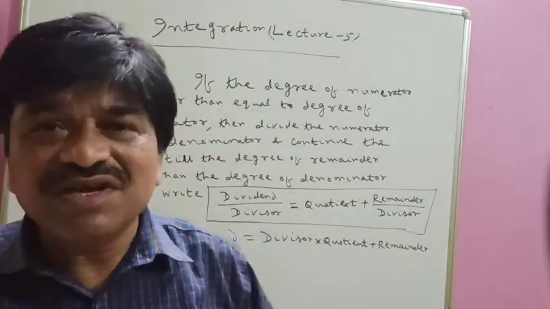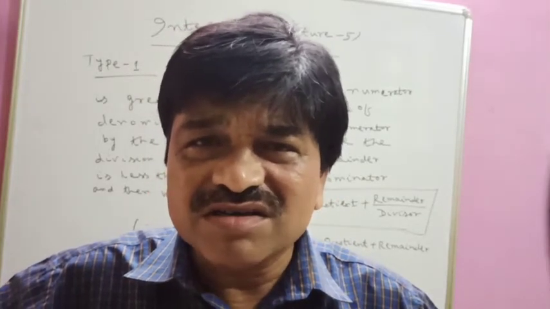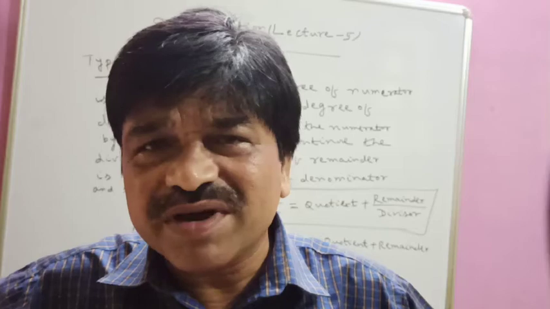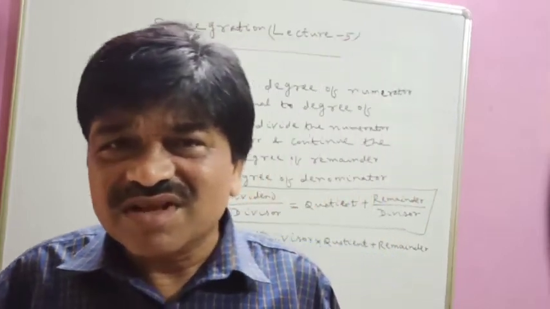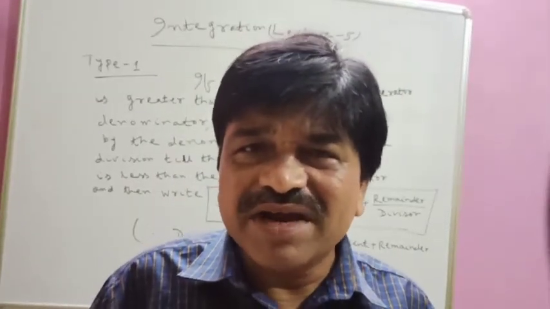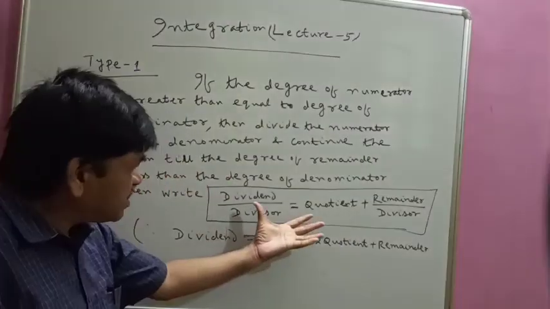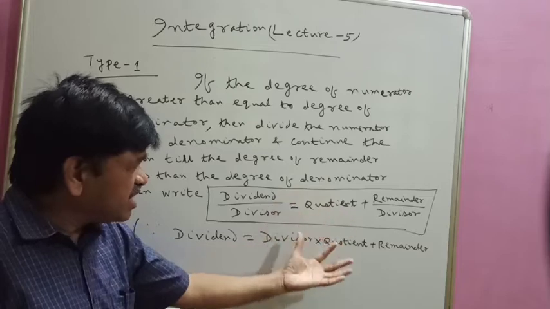Type 1: if the degree of the numerator is greater than or equal to the degree of the denominator, then divide the numerator by the denominator and continue the division till the degree of the remainder is less than the degree of the denominator. After that, you write dividend by divisor is equal to quotient plus remainder by divisor. After writing this, you can integrate easily.